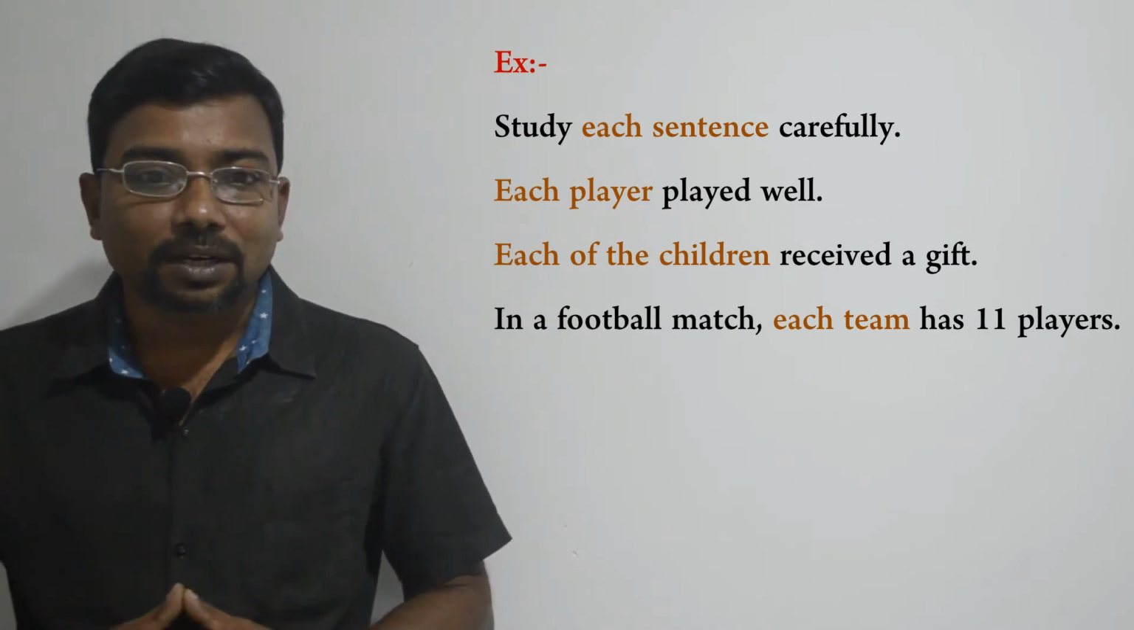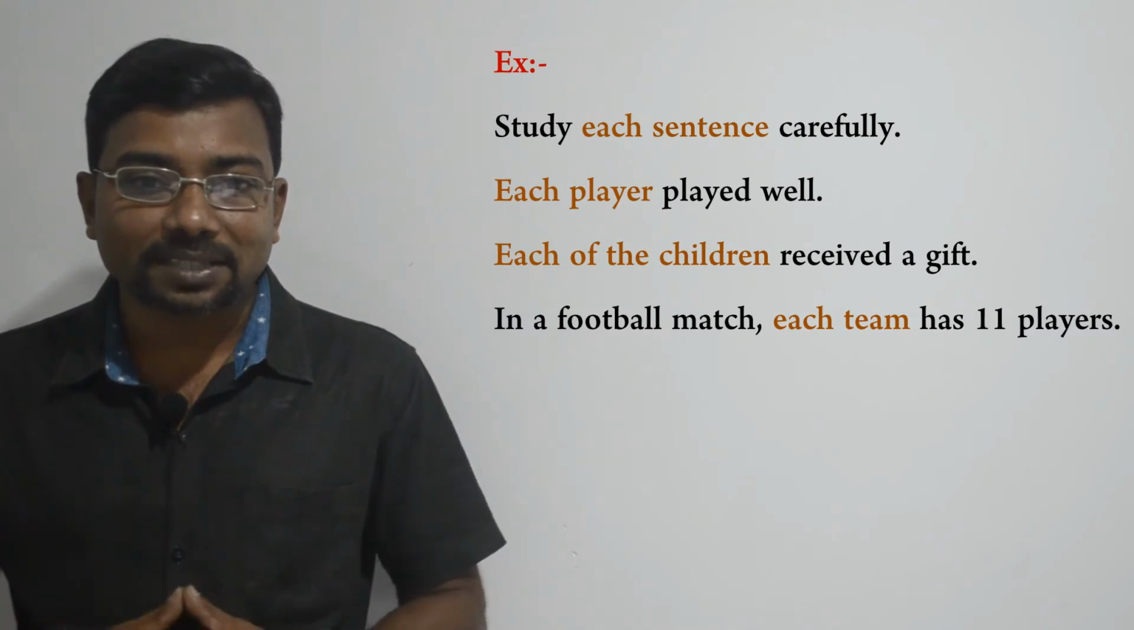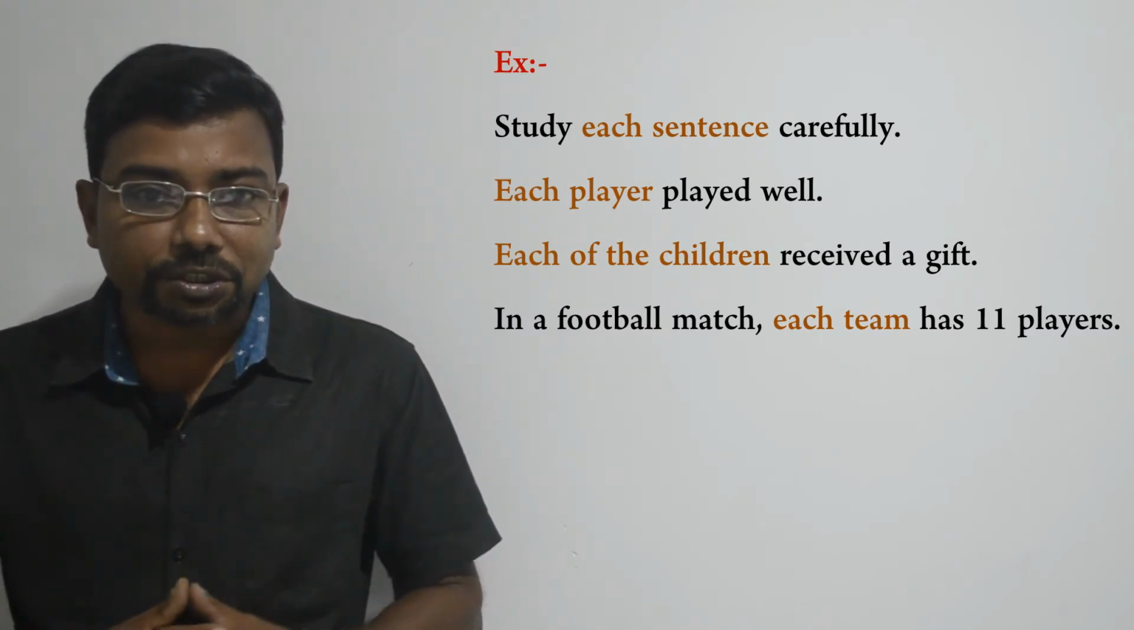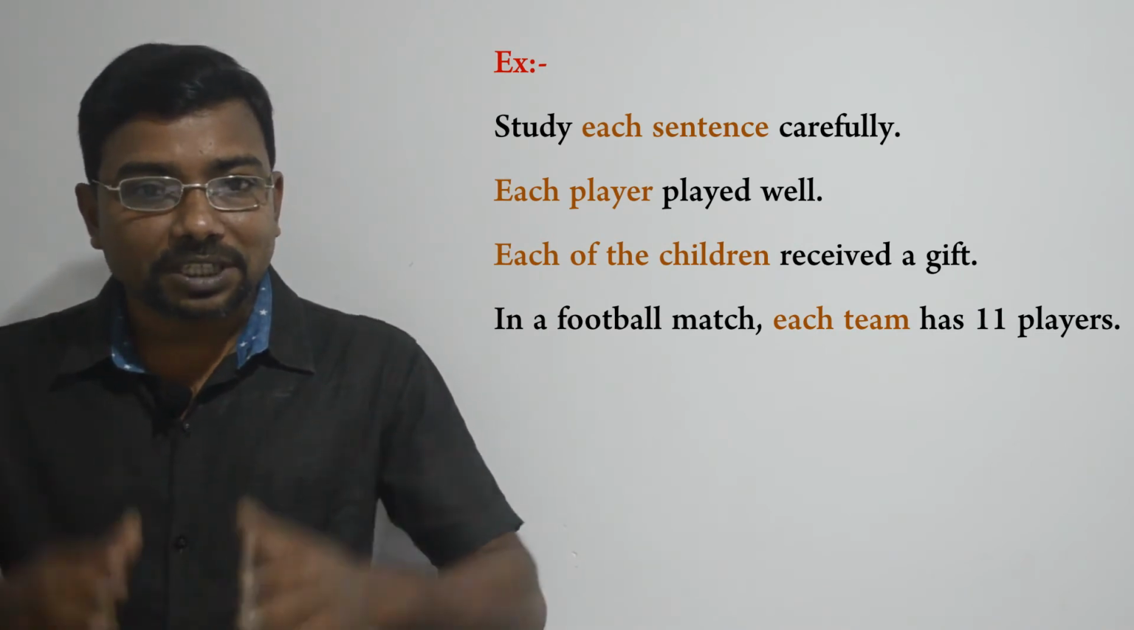Okay, look at the next one. In a football match, each team has 11 players. Here also we use the word each to indicate that an individual team has 11 players. Okay, when we consider all these examples, it's clear we use each to refer to an individual object or person rather than emphasizing the whole unit.